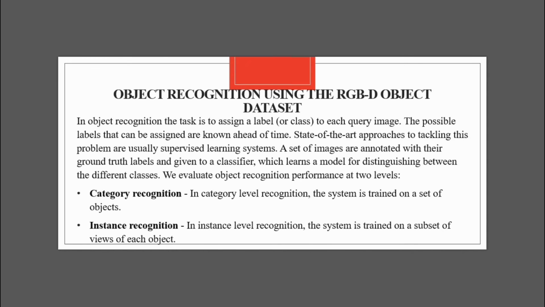And the second is instance level recognition. The system is trained on a subset of views of each object. The task here is to distinguish between object instances. For example, Pepsi can, Mountain Dew can, or Aquafina water bottle. At test time, the system is presented with an RGB and depth image pair whose contents are a previously unseen view of one of the objects and must assign an instance label to the image.